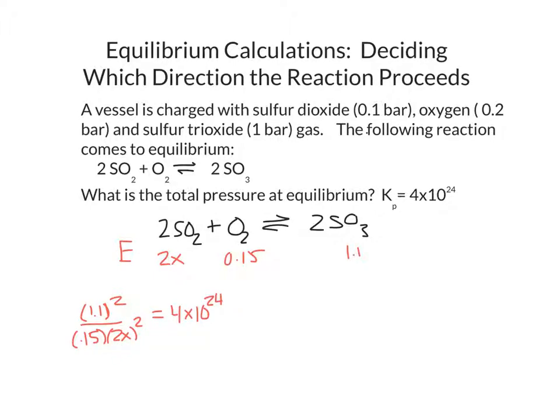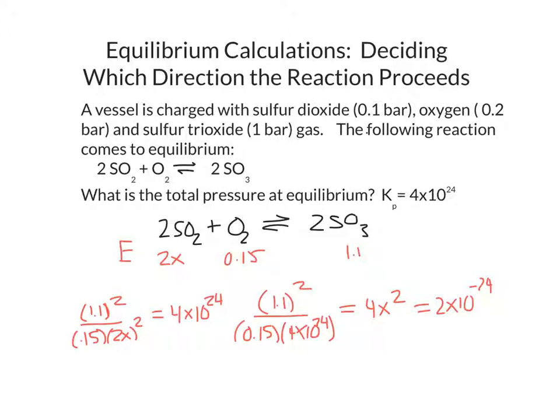And that's going to give me 1.1 squared divided by 0.15 divided by 4 times 10 to the 24th is equal to 2 squared, which is 4x squared, so I have 4x squared. And so let's just plug all of this into our calculator, and we get 2 times 10 to the minus 24, and that's going to be equal to 4x squared.